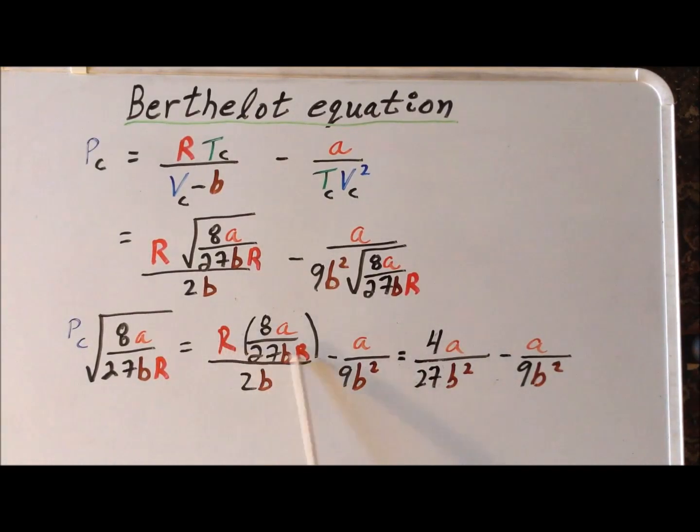Notice that the r's here cancel. Be careful because the b's don't cancel because they're both in the denominator, so we get a b squared. The 2 cancels the 8, so we get 4 divided by 27 b squared, and then the minus a over 9b squared. And by finding a common denominator for these two fractions, we will be able to simplify the right-hand side even further.